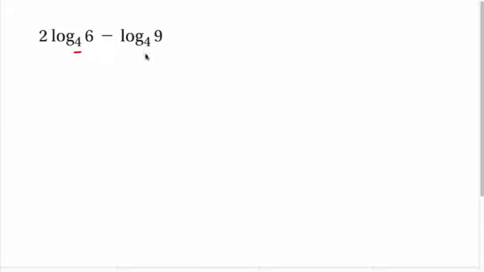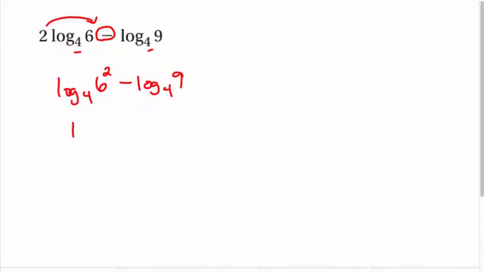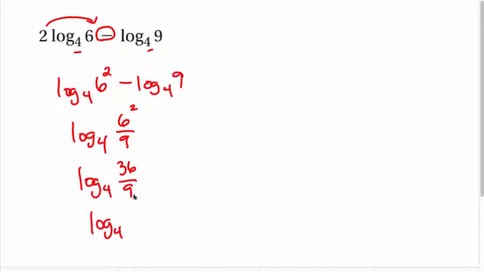Here, I notice my bases are the same. This tells me I'm going to have to do some division, and I'm going to have to bring this exponent inside first. So I'm going to write an intermediate step, log base 4 of 6 squared minus log base 4 of 9. So I'm going to write this as one log base 4 of 6 squared over 9. I can simplify that. Log base 4, 6 squared is 36. And I can simplify further. This is log base 4 of 4.